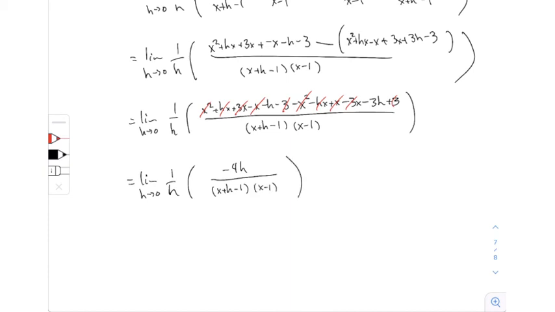All right, finally we cancel the h's. I have a 1 over h in the front, which will cancel that h on the top. And then we can take the limit by plugging in h going to 0. Finally, we get negative 4 on top, and on the bottom, x plus 0 minus 1, and then x minus 1. So I would say it's negative 4 over x minus 1 squared, if you like.